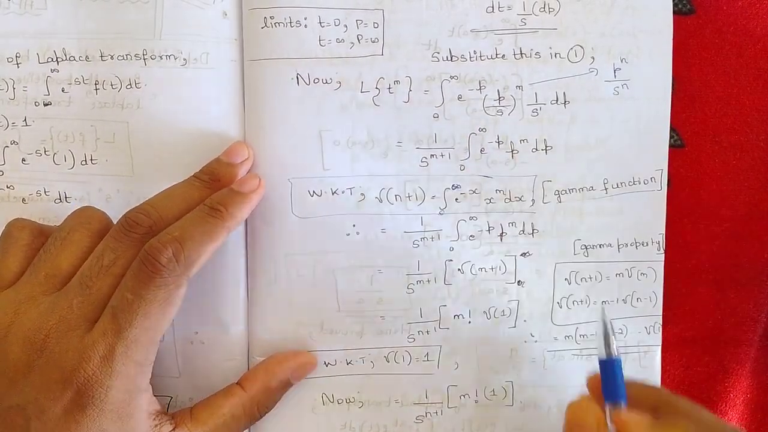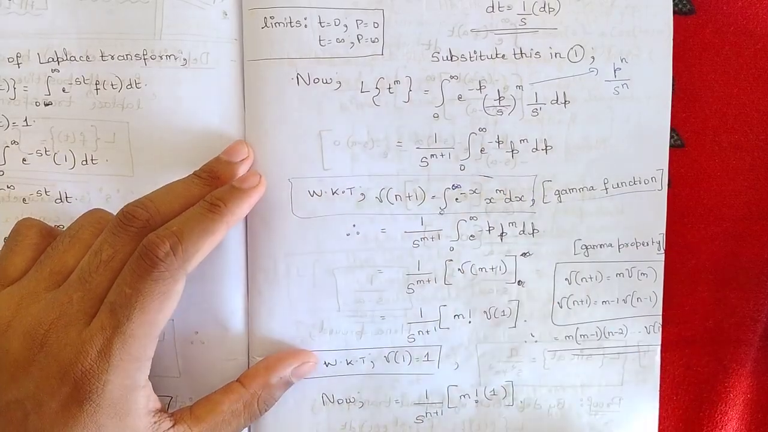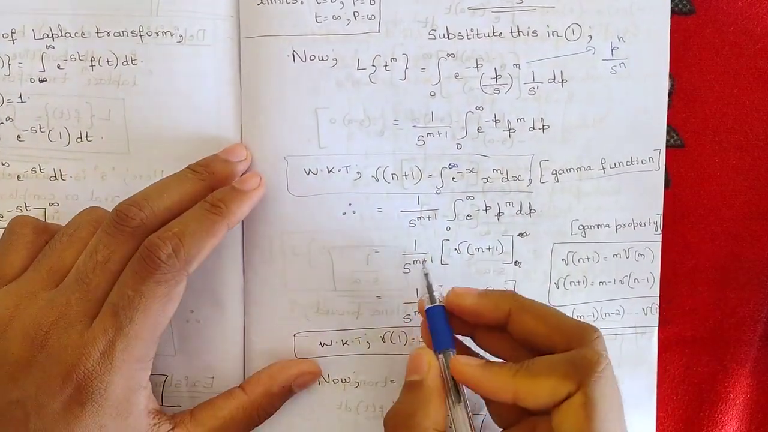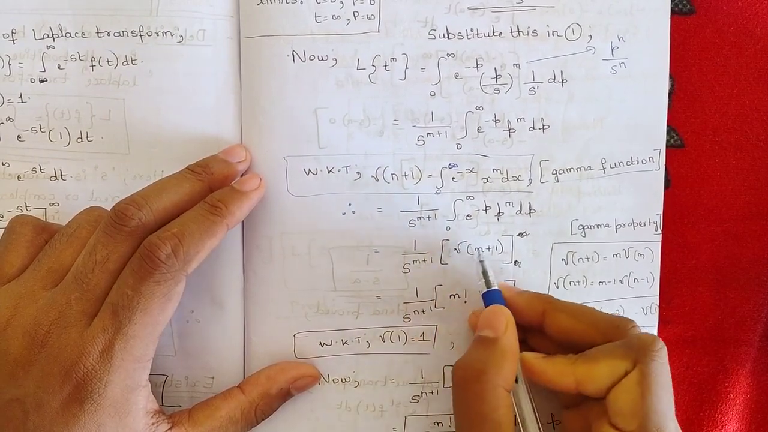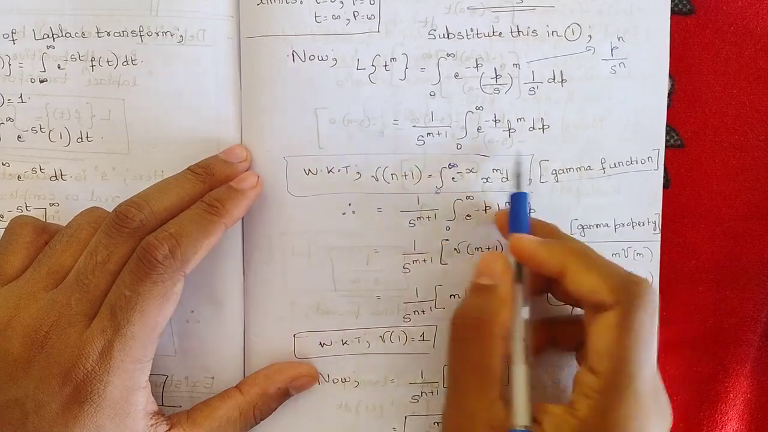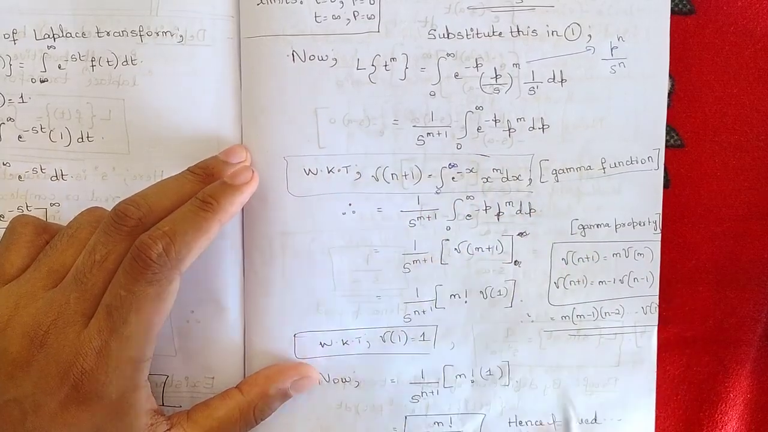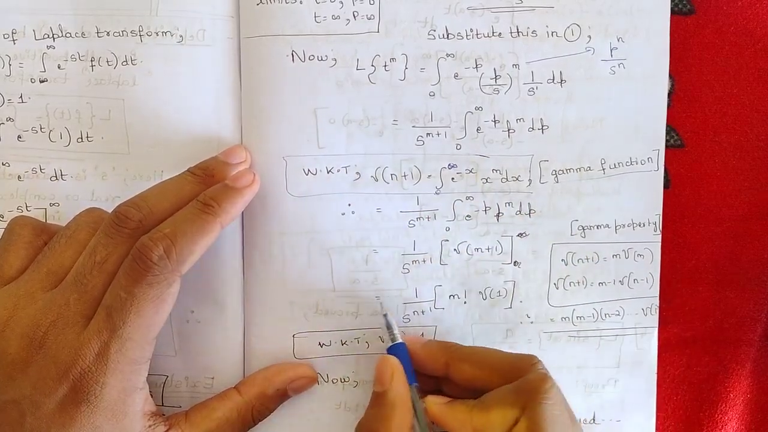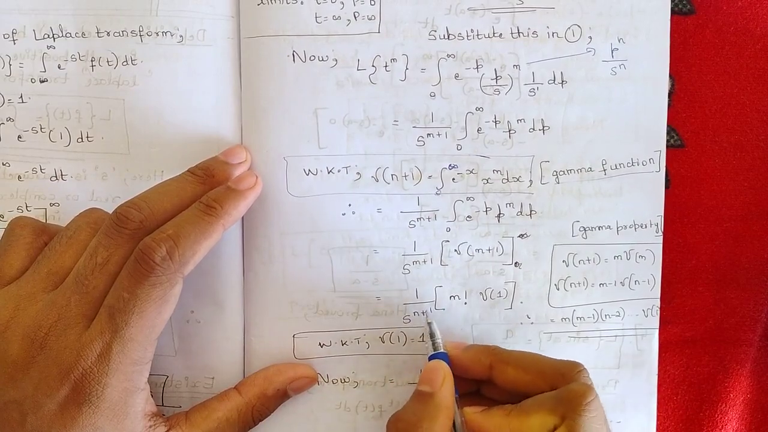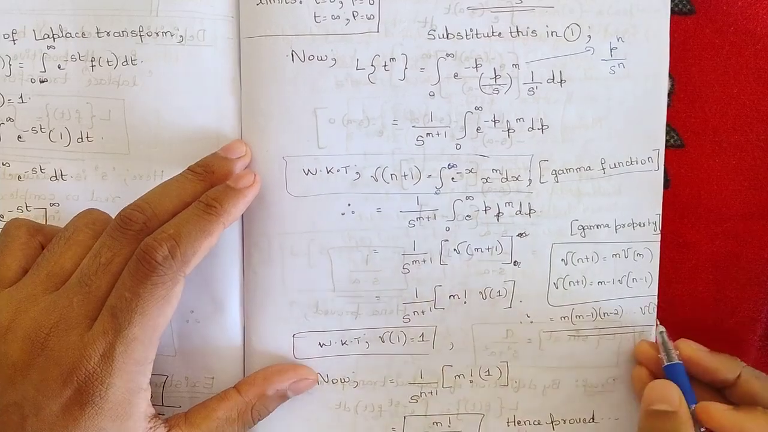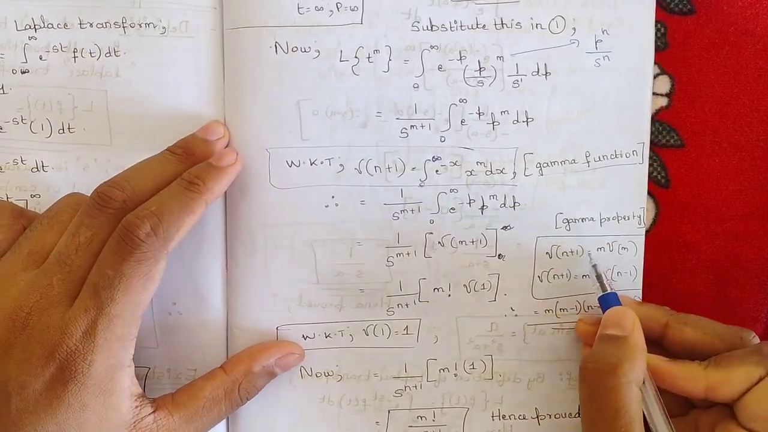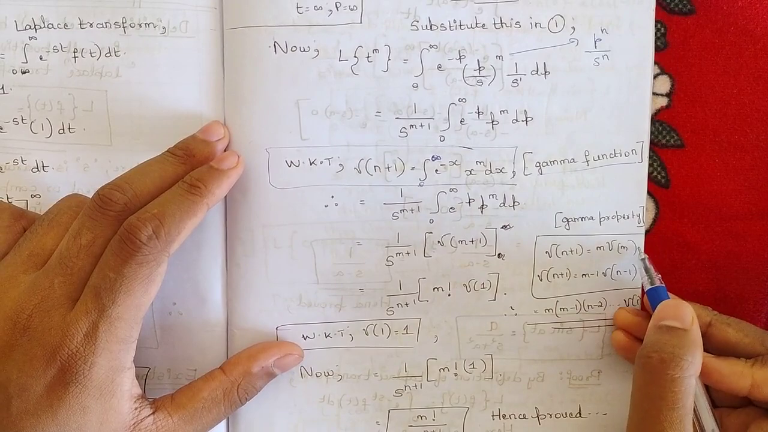So we can apply this gamma function here and write this as 1 by s to the power n plus 1 into gamma of n plus 1, according to this condition. So this would be equal to gamma of n plus 1, and now with 1 by s to the power n plus 1, we should write this gamma of n plus 1 in terms of n factorial, because gamma of n plus 1 is equal to n times gamma of n.